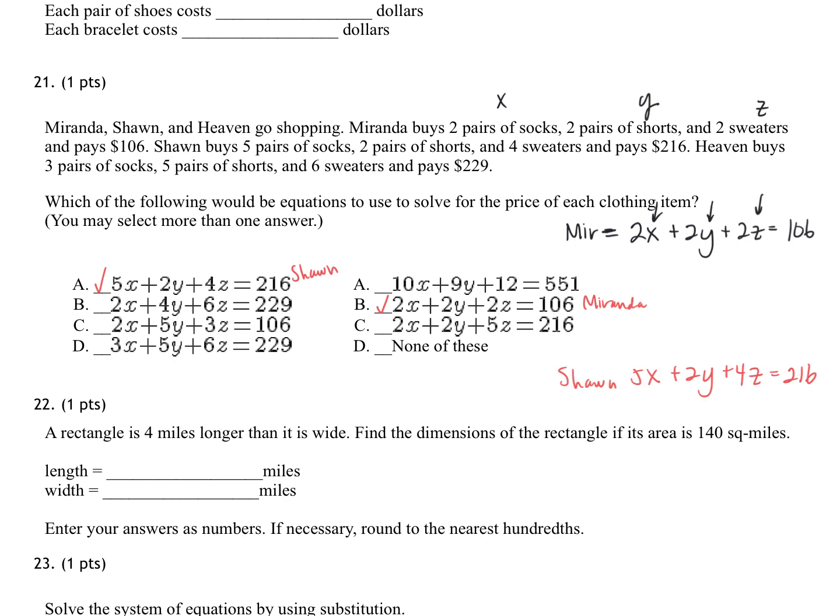Okay, and then you would do the same thing for Heaven. You would find her equation, and you would check mark that. So 3 socks, so that'd be 3x plus 5y plus 6z equals 229. So that one would be Heaven.